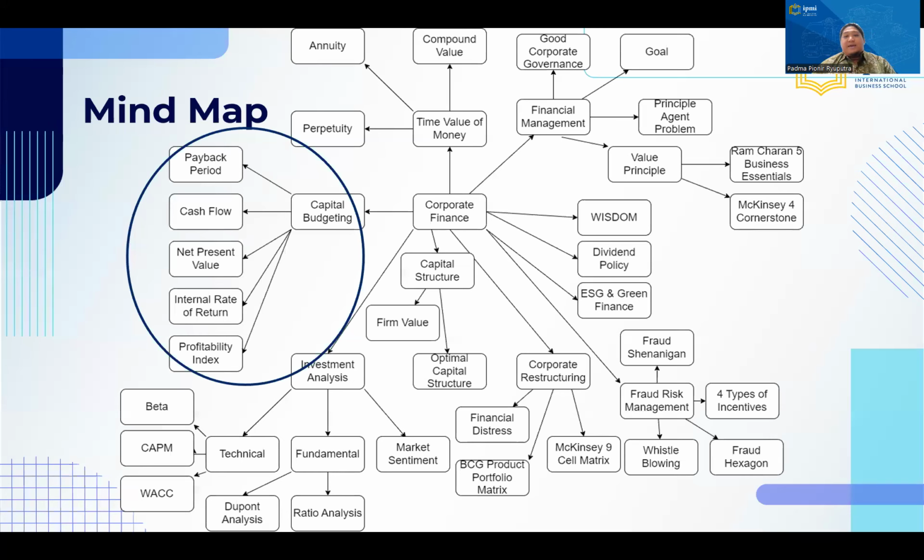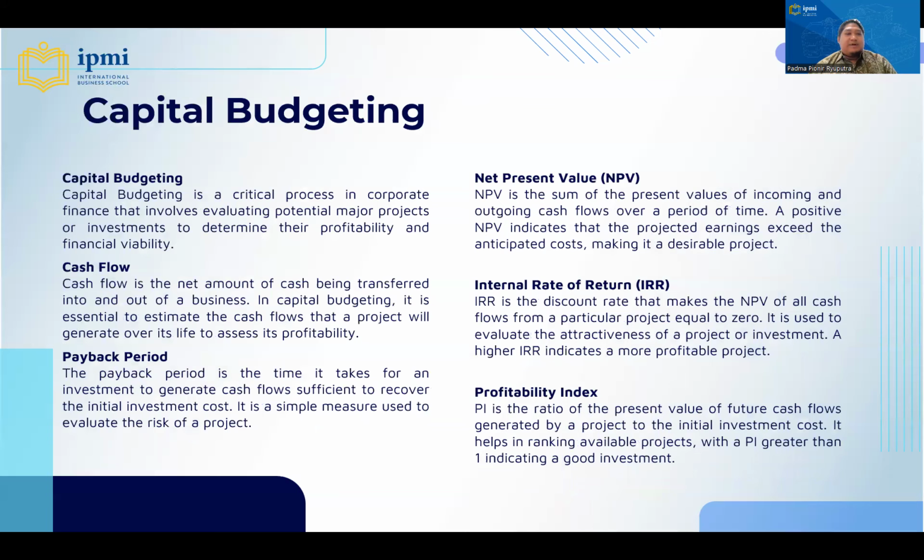Next is about capital budgeting. In capital budgeting, we talk about capital budgeting itself, which is a critical process in corporate finance that involves evaluating potential major projects or investments to determine their profitability and financial viability. In this section, we also learn about cash flow, which is the net amount of cash being transferred into and out of a business. In capital budgeting, it is essential to estimate the cash flows that a project will generate over its life to assess its profitability.